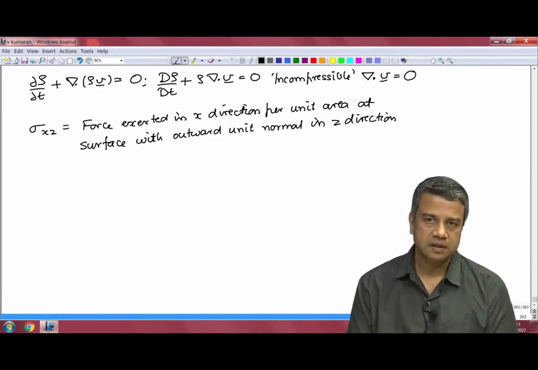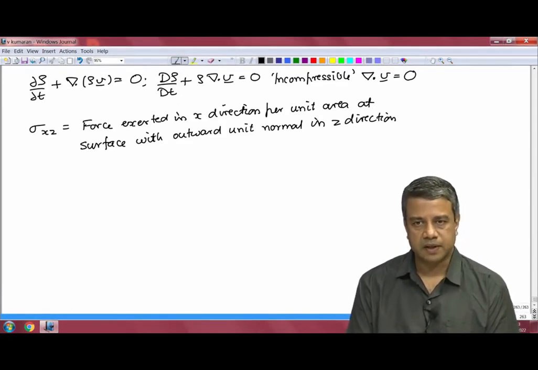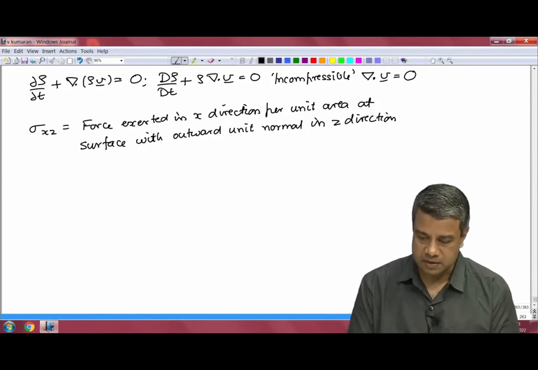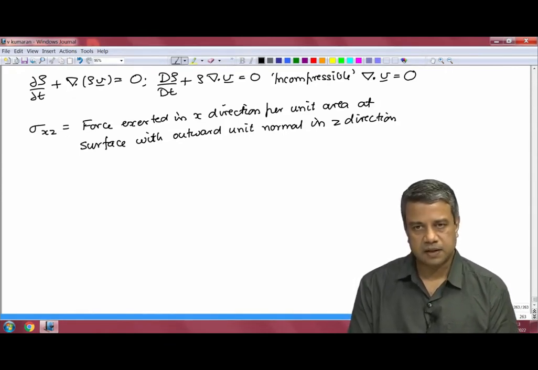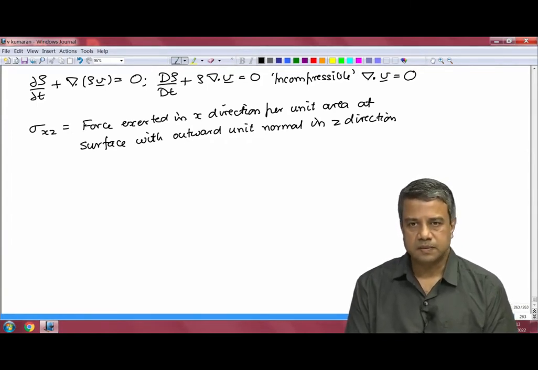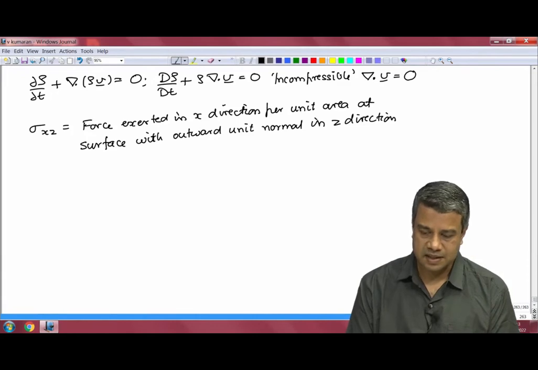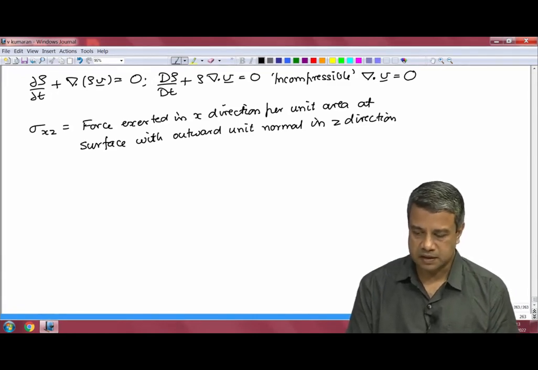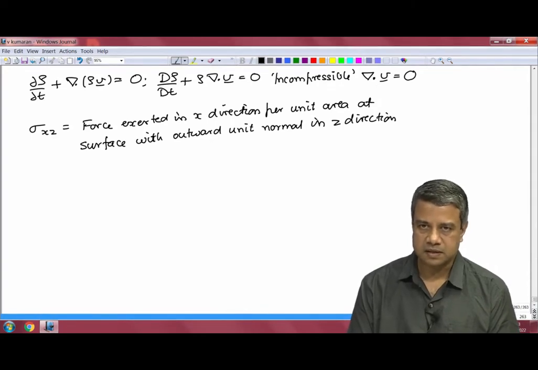Force is just the change in momentum divided by time. So it is basically the rate of momentum transport per unit time per unit area of a surface with unit normal in the z direction. Similarly, you can define sigma xx as the force per unit area in the x direction at a surface whose outward unit normal is in the x direction, and then sigma xy and so on.